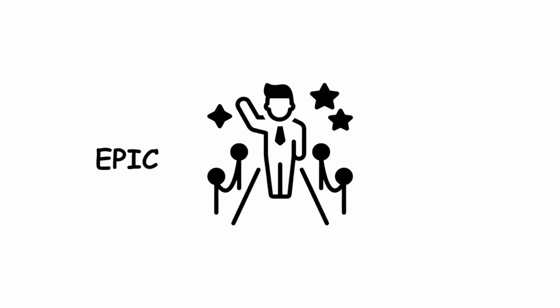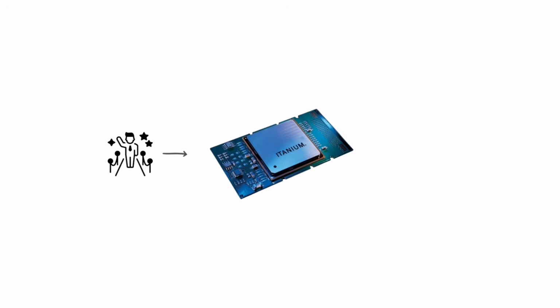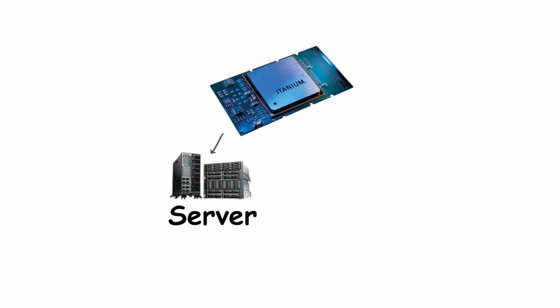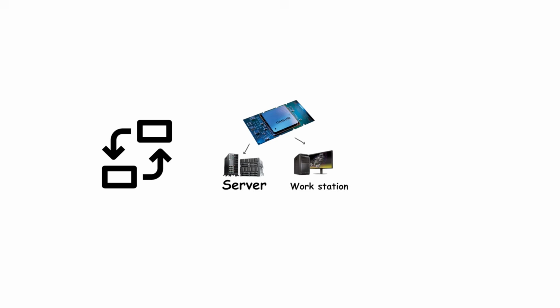The most famous EPIC implementation was Intel Itanium, launched in 2001. It was intended as the future of server and workstation computing, replacing x86 entirely. However, Itanium faced significant challenges.